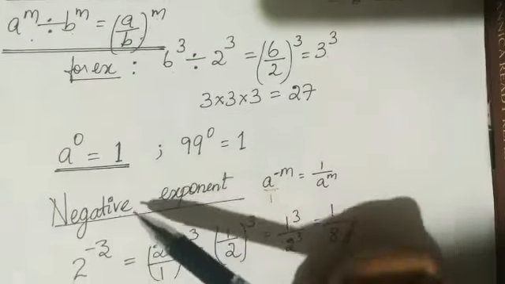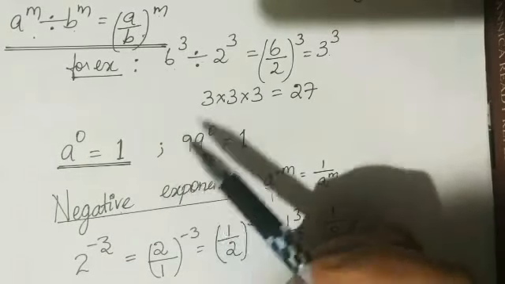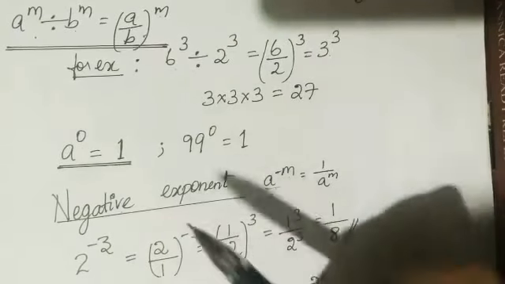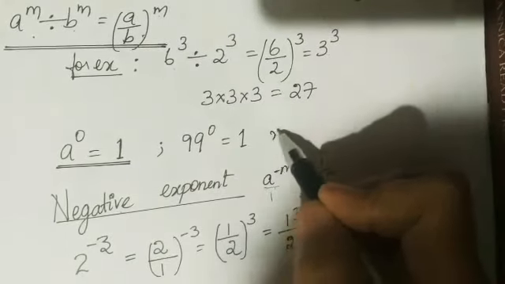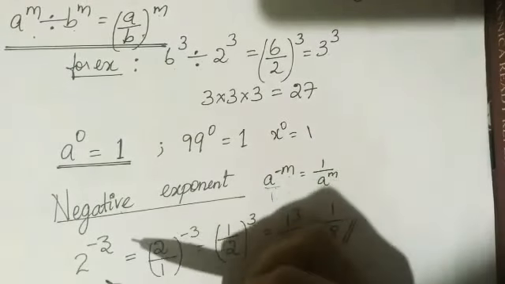Let's go to another law of exponents, that is any number raised to the power 0 is 1. Let it be any number: 1000 raised to the power 0 is 1, 99 raised to the power 0 is 1. What is x raised to the power 0? It is 1. Hope this is clear for you.